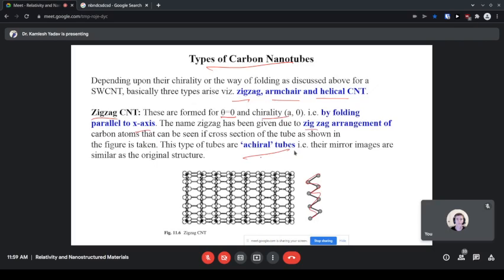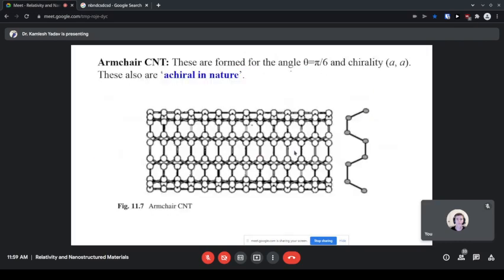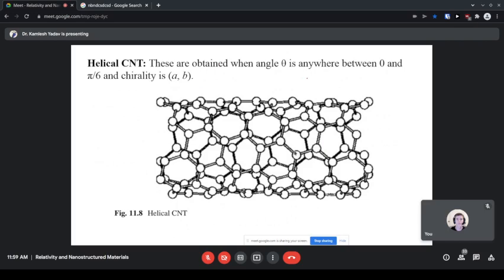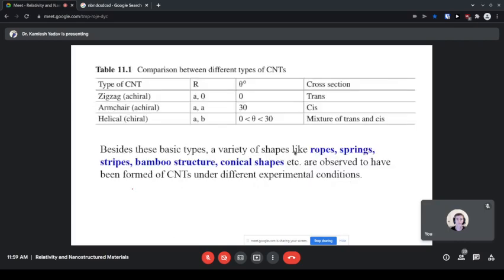Then this is known as achiral nanotubes. Achiral means that the mirror image will be similar to the original image. And if you consider across this, that is along the 30 degree direction, then this will be this type of geometry. If you check, then this is armchair CNT. And if you consider in between 0 to 30 degrees, any AB direction, then this will be known as helical CNT. Depending upon the value of R, the angle you are taking, you will obtain different zigzag, armchair and helical type of structures.